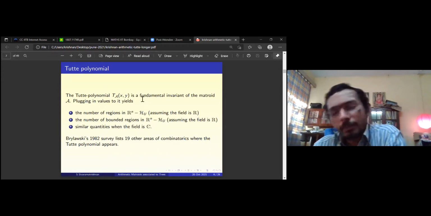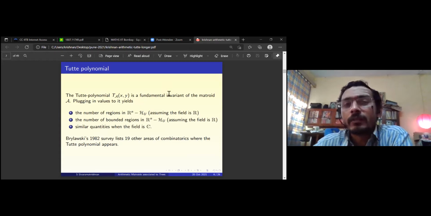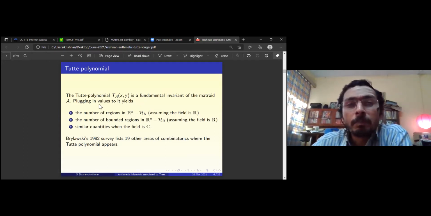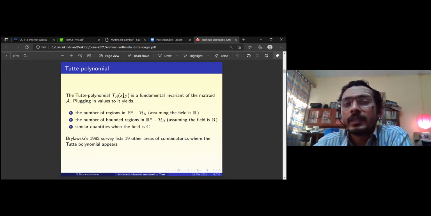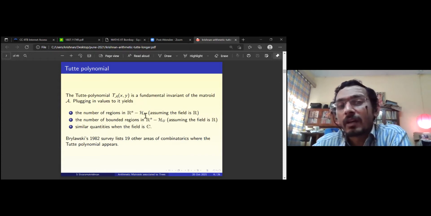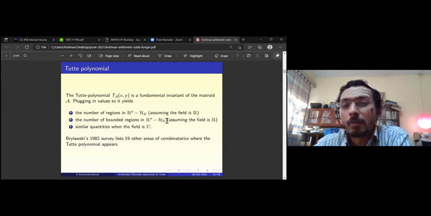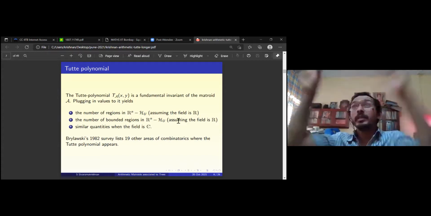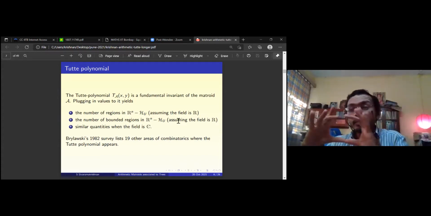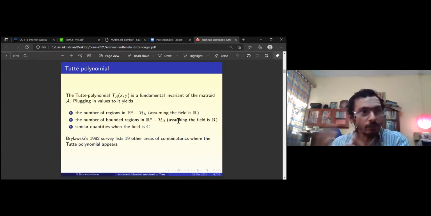The Tutte polynomial is a property of the matroid. It is a fundamental invariant. If you start with a matroid A, there is a polynomial T_A(x,y). It's a bivariate polynomial. You can plug in values for x and y, and you can get, for example, the number of regions in R^n minus the hyperplanes. If the field is R, there are these quantities, the number of bounded regions, that you can also get. Bounded meaning, if you have the hyperplanes intersecting, some regions will be infinite, that is, they are unbounded. Some regions may be bounded. So you can define how many bounded there are, how many unbounded there are; all those you can find out.